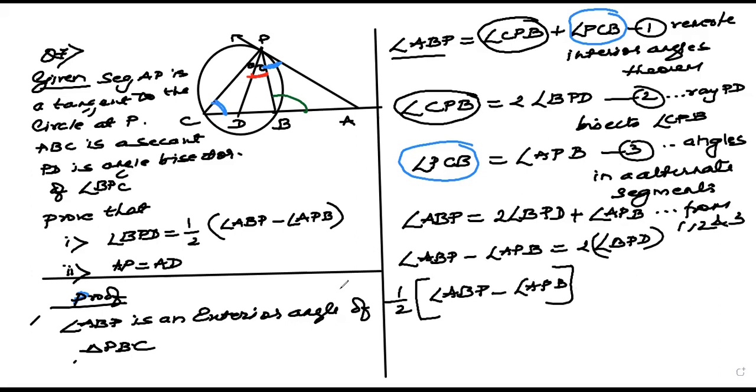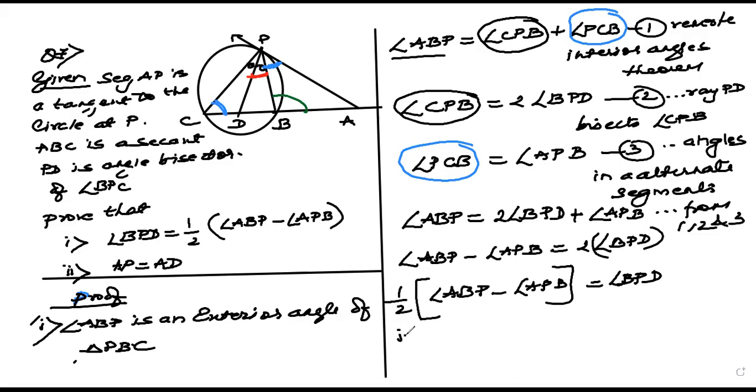Don't you agree, children, that 2 will come down as half? ABP minus APB equals angle BPD. I think I got my answer. This is the answer that I want. You can see BPD equals half of ABP minus APB. I think I got it, okay? Now the second part, this was the first part of the proof.